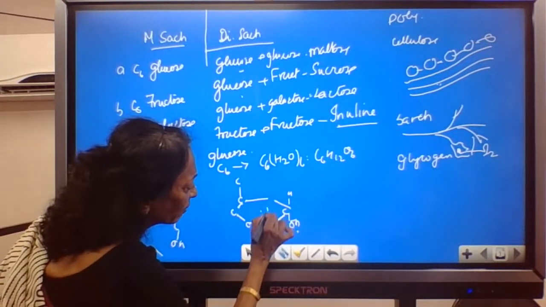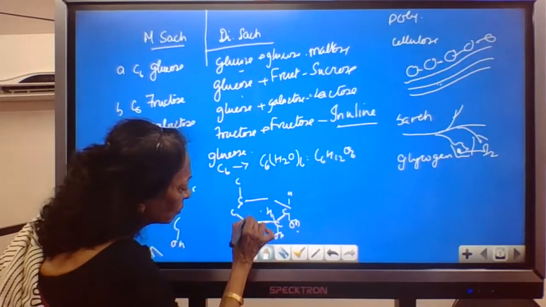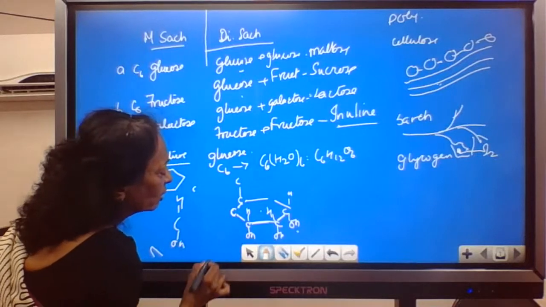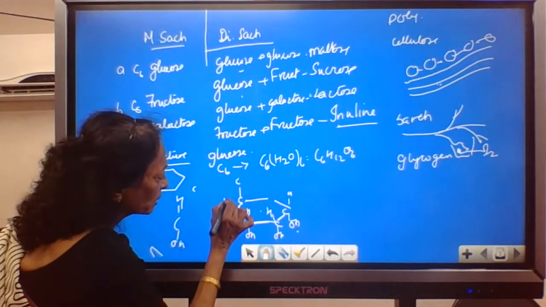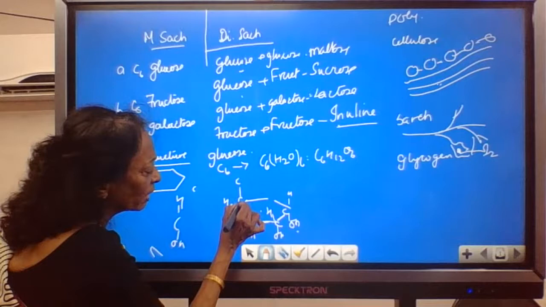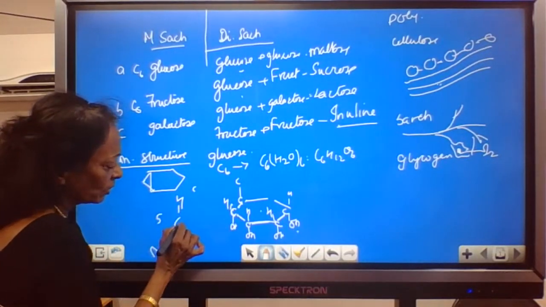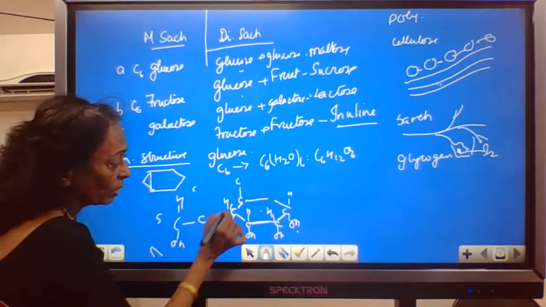Now similarly it can have HOH here or OH here, H. Then this has got now HOH. Now this fifth carbon will have a HOH. Now let us take the fifth one. Now the fifth one is connected to the sixth one. So what will it do?